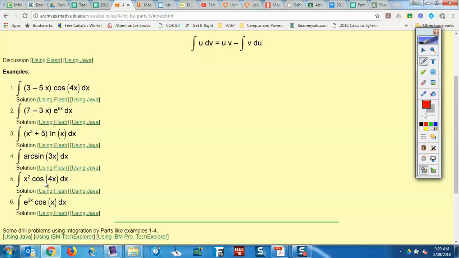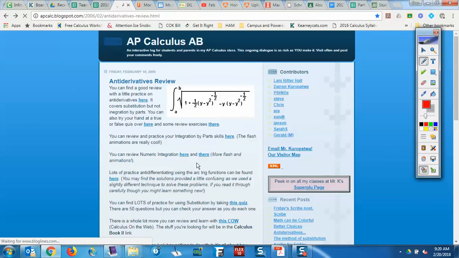Until you get to this one, number 5 is when you have to do it twice. This one is where it repeats over and over, so I would not do that one at all. This one you have to do twice, and then these 4 would be just some practice doing integration by parts. That's probably the best link I would click. Most of these links I wouldn't go to. A lot of them aren't even active anymore. The other one says you can find lots of practice for substitution here. And so the integration by parts link right here isn't bad.